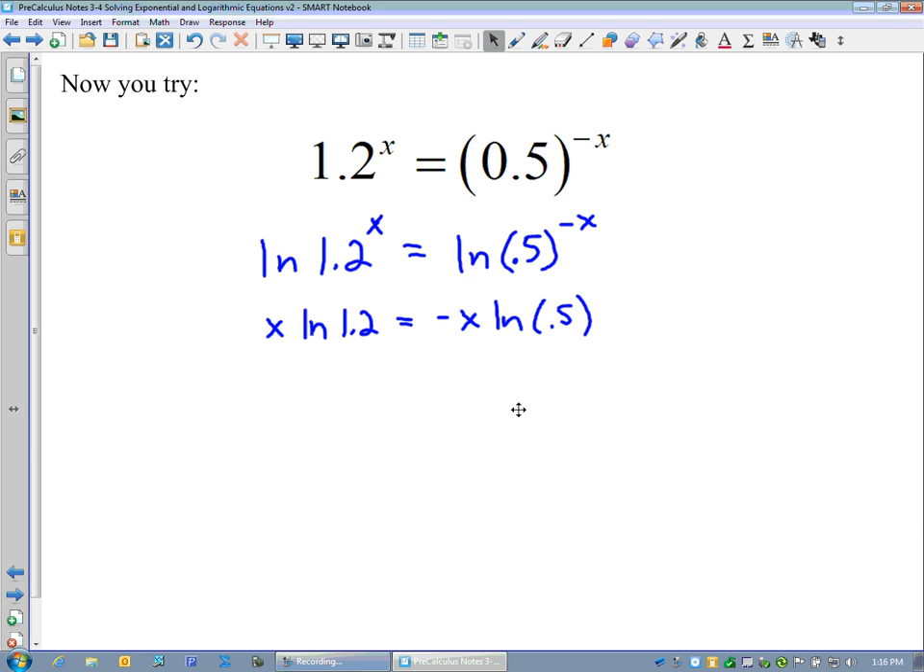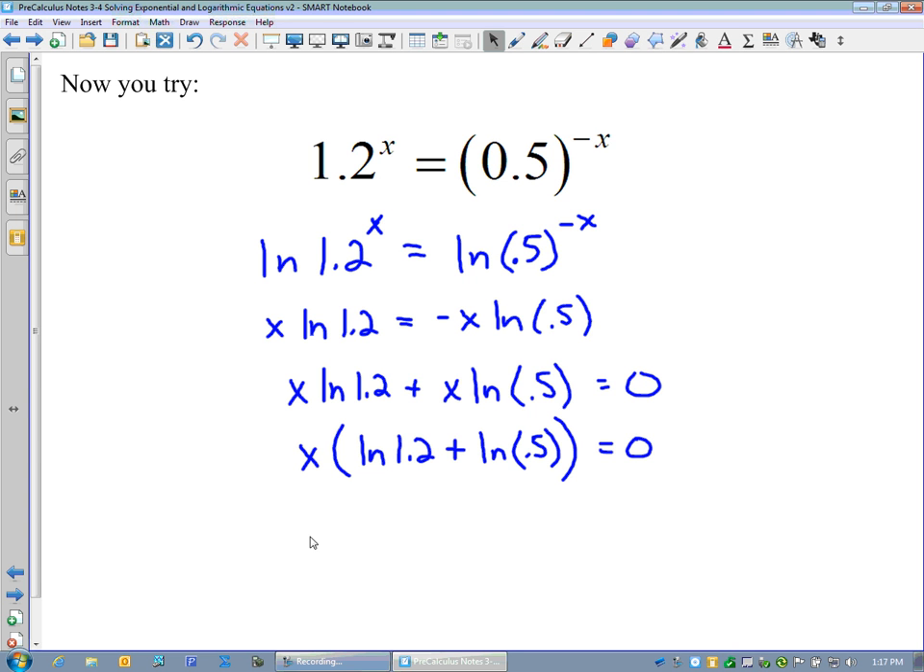So we have x times natural log of 1.2 equals negative x times natural log of 0.5. And now I have two terms, they both have x in them, so let me pull the term on the right over to the left side, which would make it positive. And then on the right side, there would be nothing left, so that would be 0. Alright, so I have two terms, they both have x in it, so I'm going to pull out the common x.